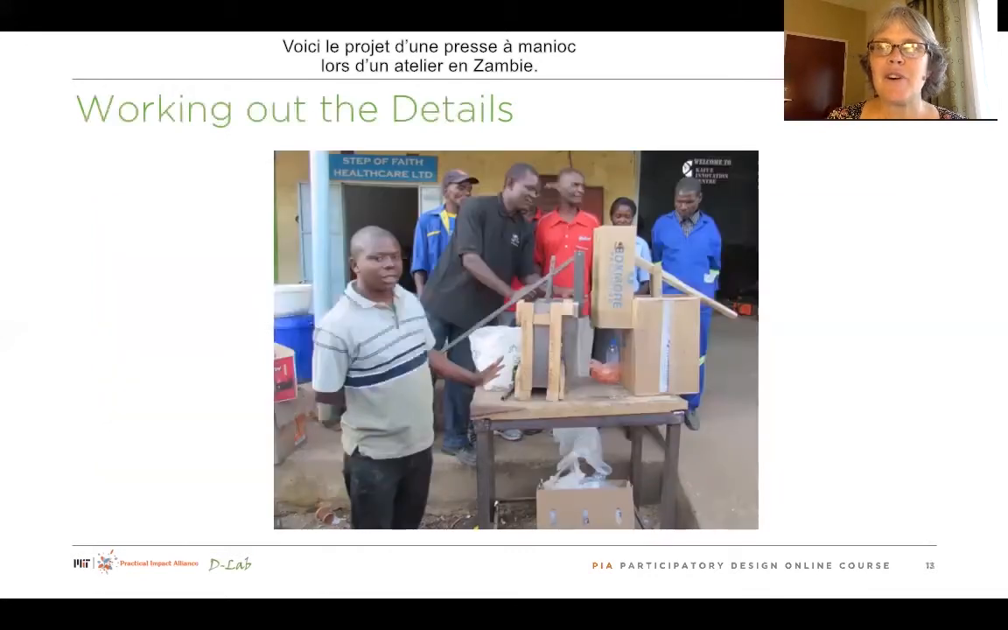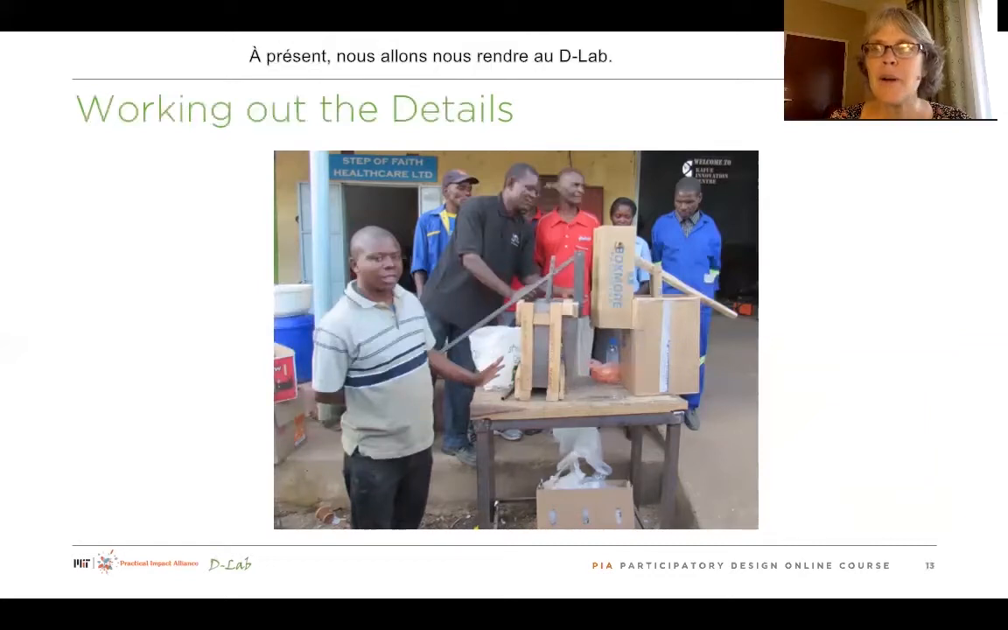This is a project for a cassava press from a workshop in Zambia. You can see how they made a cardboard sketch model in order to work out the details of the mechanism before investing more time and energy in the prototype. And now we're going to go to D-Lab, and I'll show you some more prototypes that we've used when working on participatory design projects in the field.